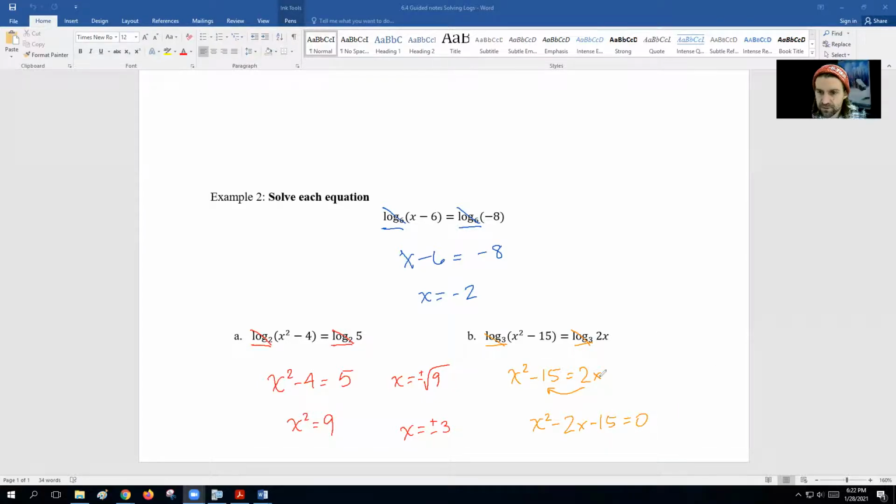So we need to go through and factor this. What two numbers multiply together to give us negative 15, and add together to get negative 2? That'd be x minus 5 and x plus 3. And so when we solve both of those here, we get x equals positive 5 for an answer and x equals negative 3 for the other answer.